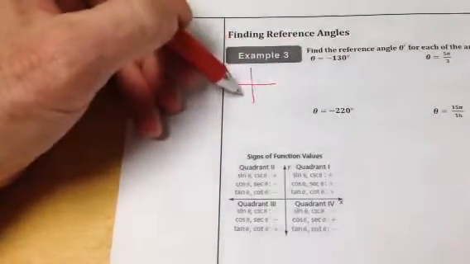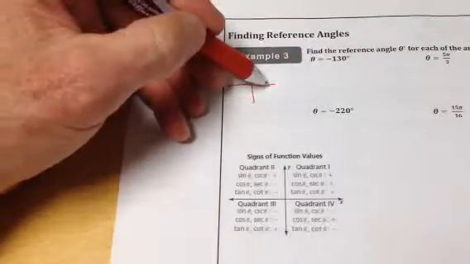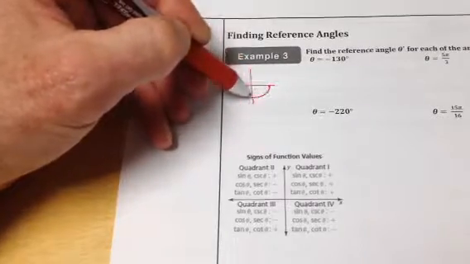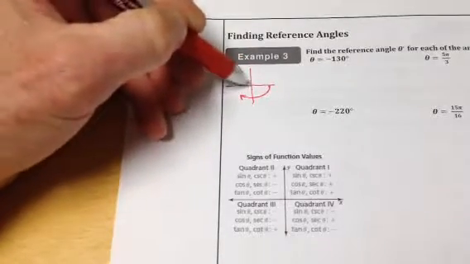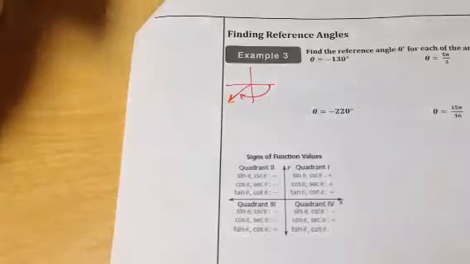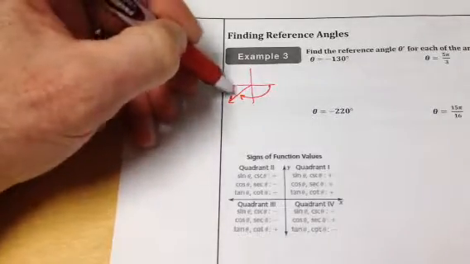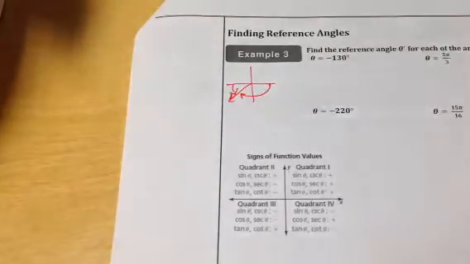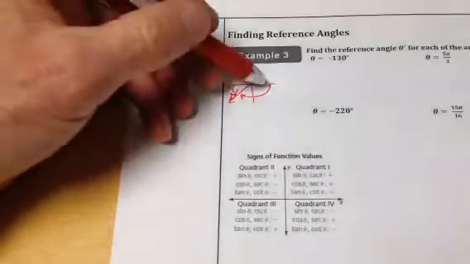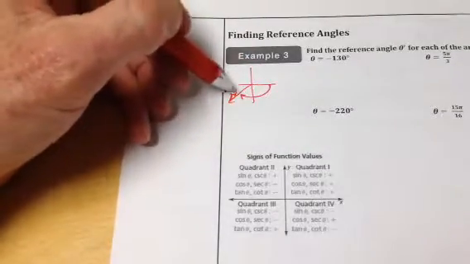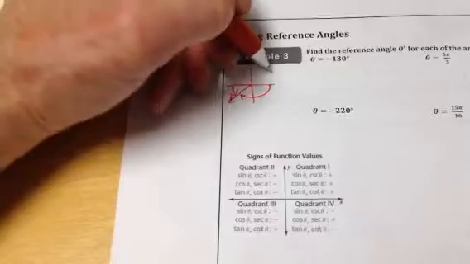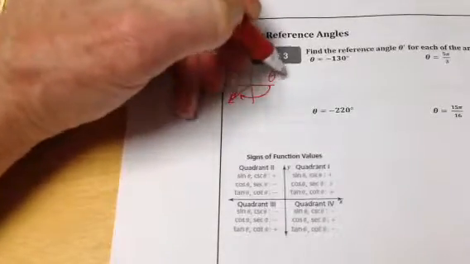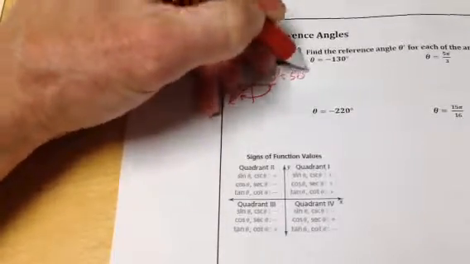-130, remember that's going backwards or clockwise, and -130 would take us to about here in quadrant 3. So the reference angle we want is this. Okay, and so if this is 130, then this is going to be 50. So our theta prime in this case is 50 degrees.